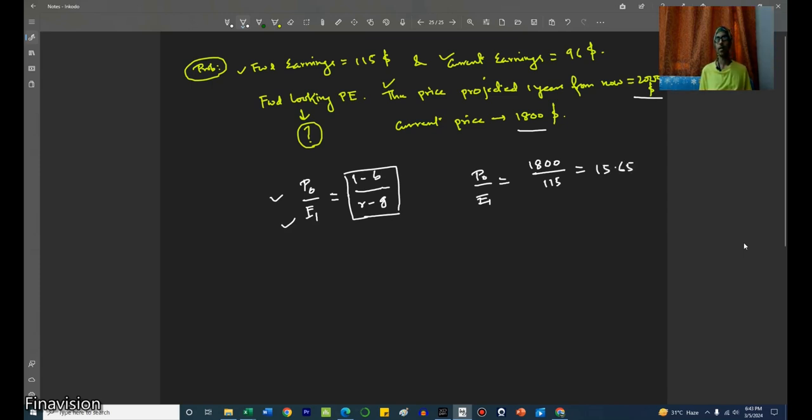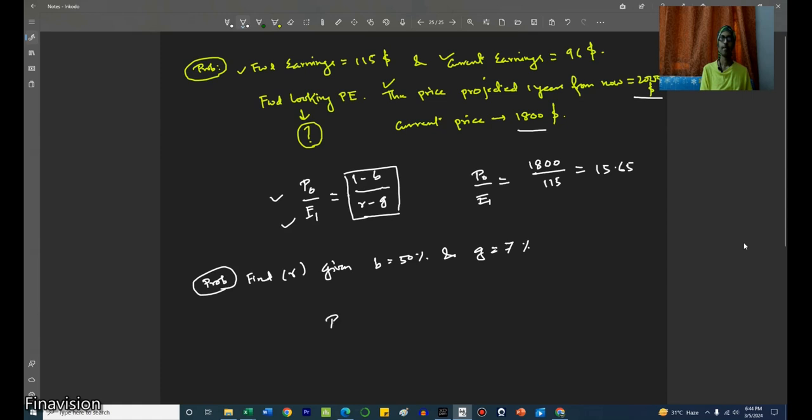Now let's say we have another problem, just an extension of this one. Find the required rate of return, find R, given retention ratio is 50% and growth rate is 7%. Would you be able to find it, guys? Let's see.